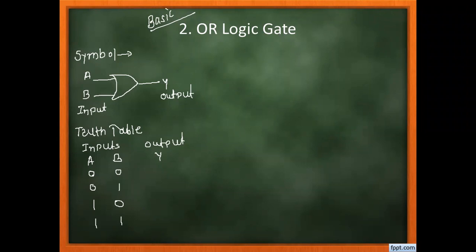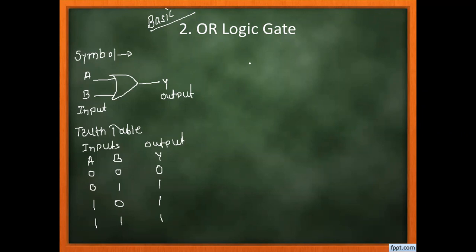Now what is the first condition? 0, 0, meaning both inputs are 0, so at that time the output will be 0. What is the second condition? 0, 1, one input is high, that's why we say that the output is 1. 1, 0, one input is high, that's why we say that the output is 1. And the last condition, when both are high, the output is 1. If at least one input must be high, at that time the output is high. So this is the output of the digital OR gate.